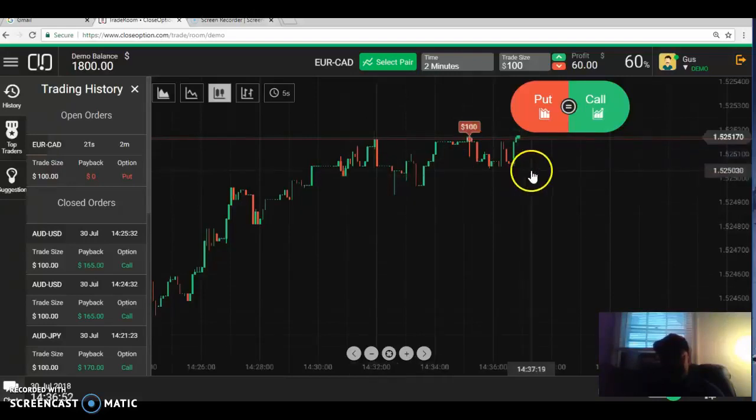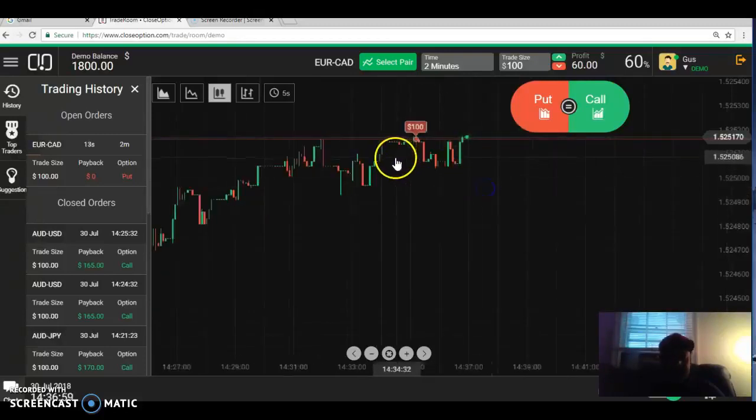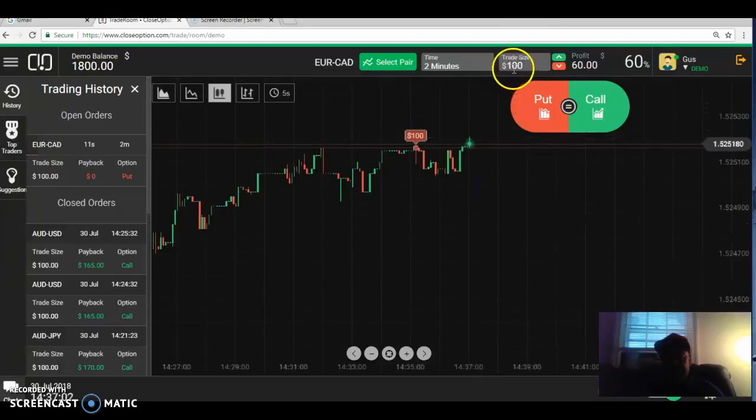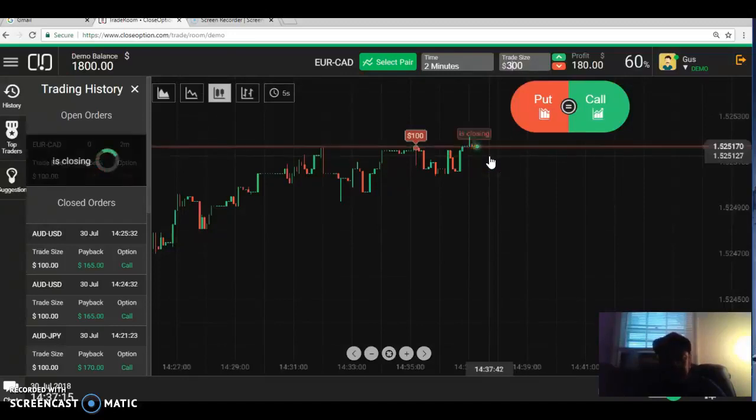Okay, this currency has kind of worked against me a little bit. Another strategy I use is, all right, I got 13 seconds on this trade. All right, so I think it's going to lose. So basically, what I'm going to do is double up on the trade, and I lost that trade just by a slight bit.